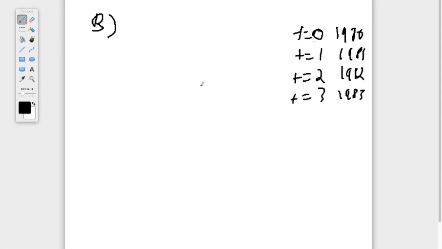You get the pattern. So starting from t equals 3, we're going to do it for 10 years. We're going to have a 10-year period starting at this. So don't do 0 to 10. We're starting right here. So we're going to go from 1983 to 1993. So if we keep doing this, you get t equals 13, and that's 1993.